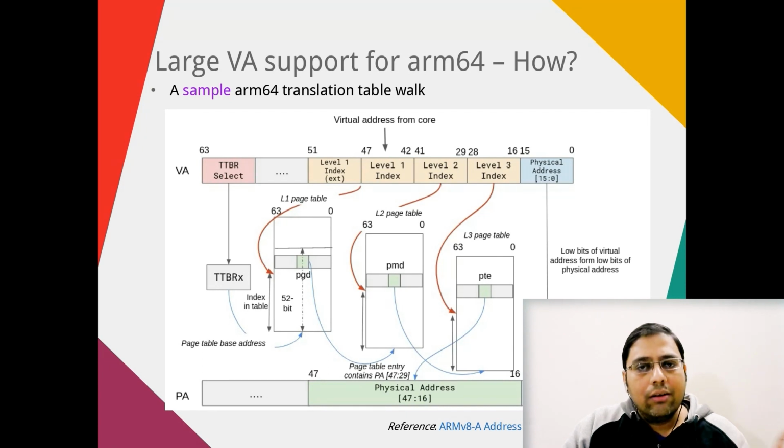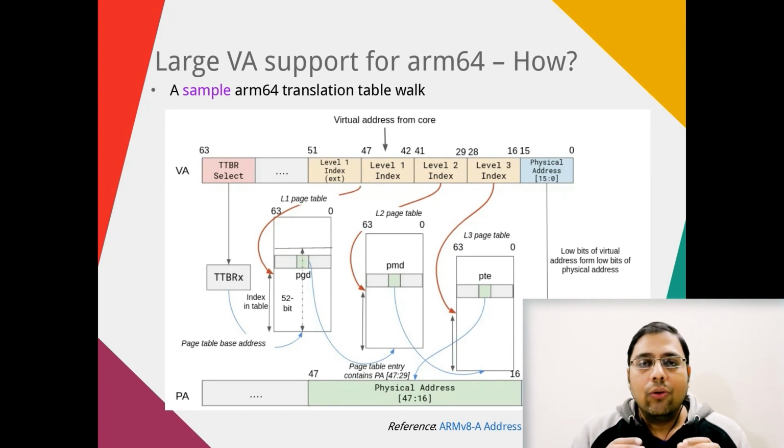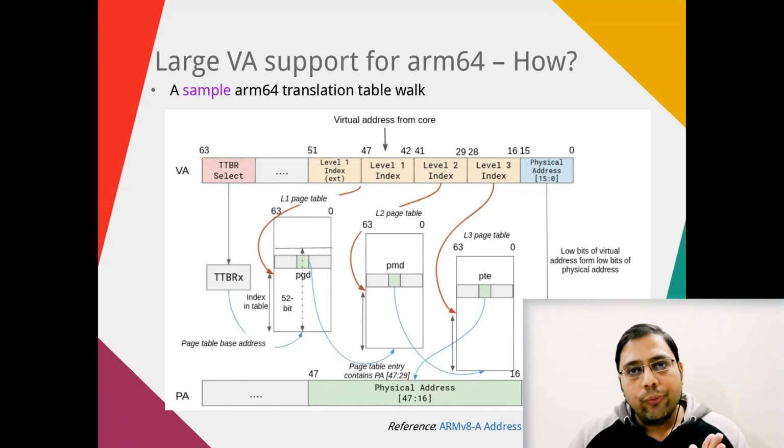So let's start from our earlier premise. The core issues a 64-bit virtual address, and we want to find an equivalent physical address for the same on ARM64. On the extreme left of the picture, you can see the TTBR select bit, which is bit number 63. It selects between the kernel space and the user space addresses. So if I call it the TTBRx, the TTBRx would hold the base address of the level 1 page table. Now, bits 51 down to 42 in the incoming virtual address will tell us about the PGD index in the level 1 table.